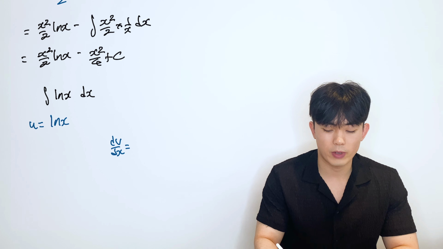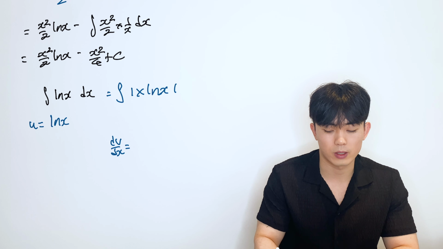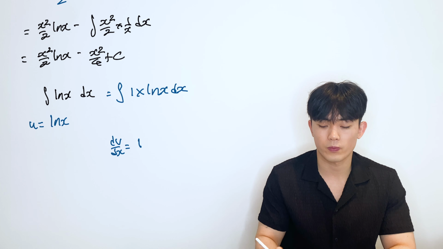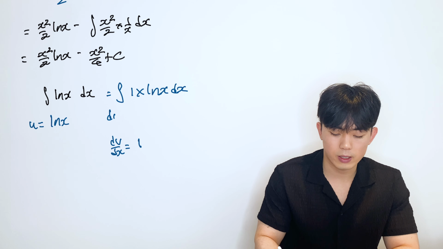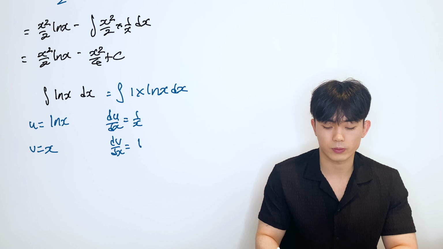Well, you can actually think of this as if I was to rewrite it as 1 times ln x, right? It's the same thing, right? Which means dv by dx I can set as 1. So du by dx will just be equal to 1 over x, and v will just equal x.